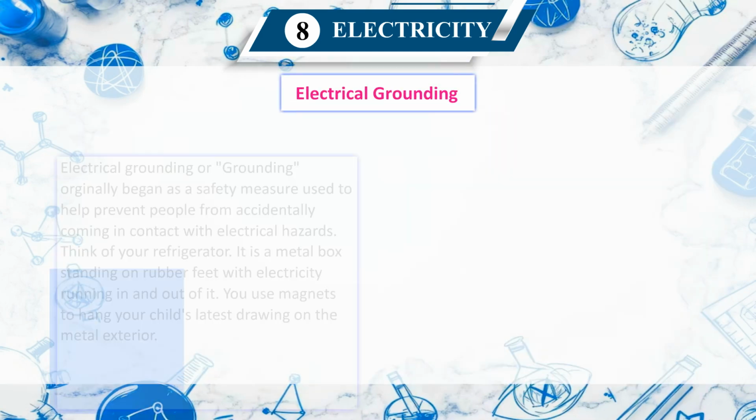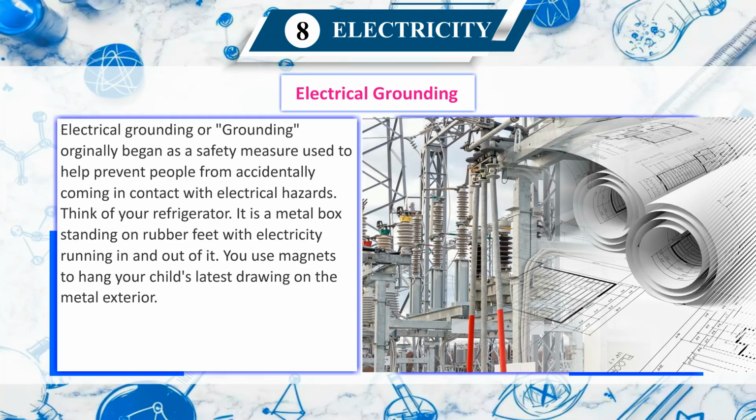Electrical grounding. Electrical grounding, or grounding, originally began as a safety measure used to help prevent people from accidentally coming in contact with electrical hazards. Think of your refrigerator. It is a metal box standing on rubber feet with electricity running in and out of it. You use magnets to hang your children's latest drawing on the metal exterior.